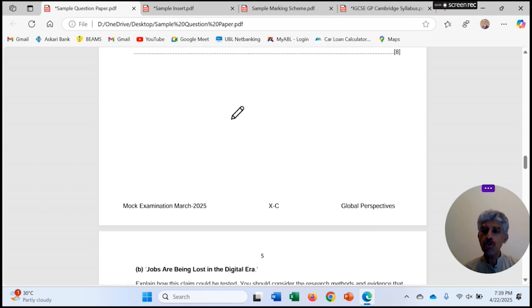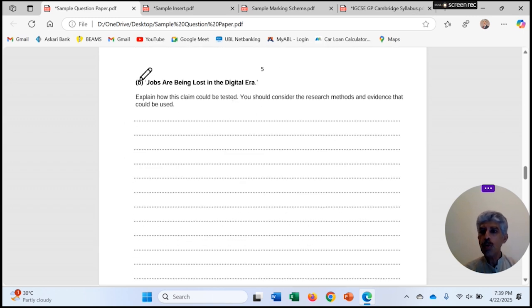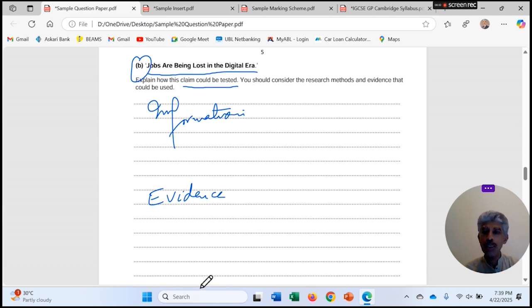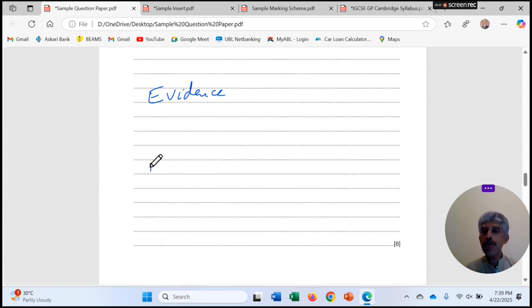And question number 2b we have over here. In this particular question we are given a claim. As we can see over here, jobs are being lost in the digital era. So it is asked how this claim can be tested. We'll talk about what sort of information we can gather to test the claim, what kind of evidence we can present, and what sort of methods we can use.